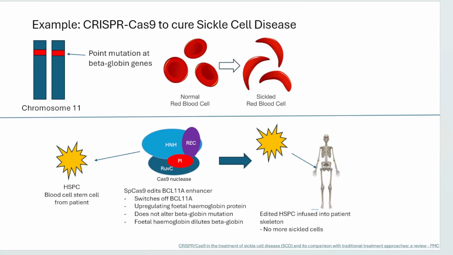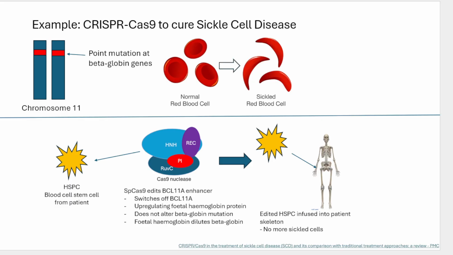So here's some really quick one slide journal clubs. For example, in sickle cell disease, chromosome 11, there are point mutations at the beta-globin genes, and these beta-globin genes transcribe and express haemoglobin. And this particular form of haemoglobin is badly mutated. So the normal red blood cell, which is round with a little dimple in the middle, is no longer round with a dimple, but now sickled because of the mutated beta-globin genes causing the production of weird haemoglobin.